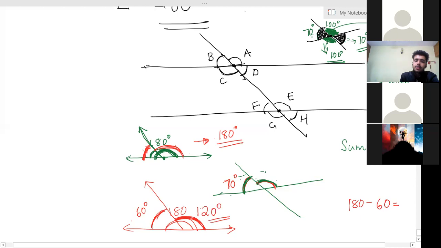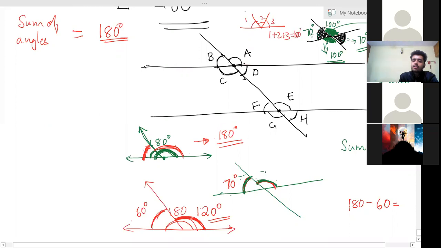Which means if I give you any straight line and I draw the angles, the sum of all the angles in a straight line is equal to 180 degrees. Remember that. If I divide it into many parts, angle 1 plus 2 plus 3 is always equal to 180 degrees. So if I divide it into 2 and this is 60, then this will be 120.